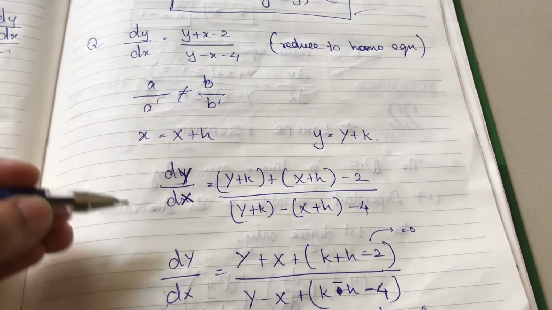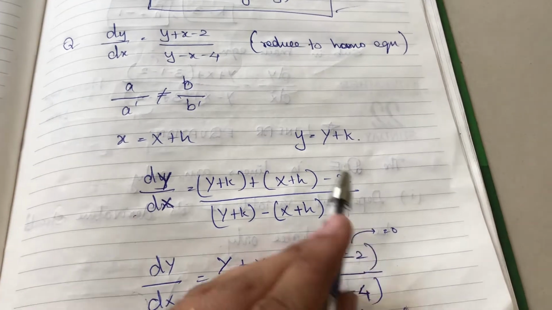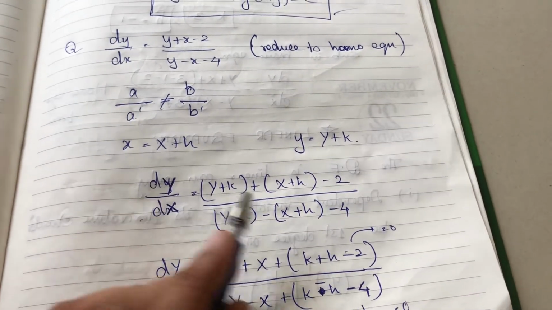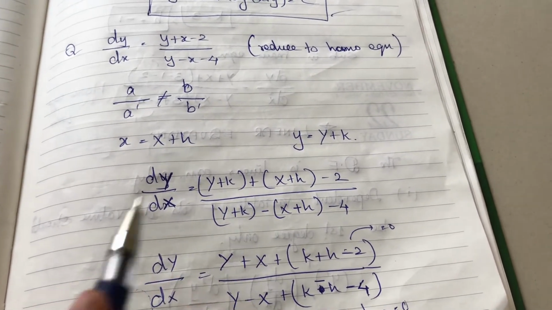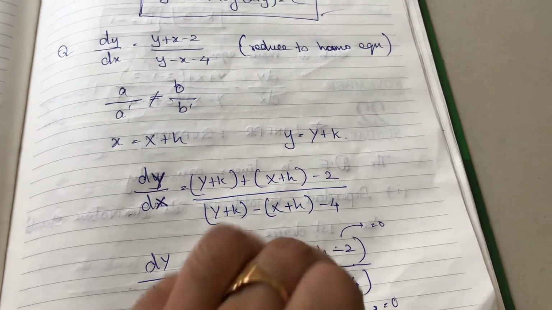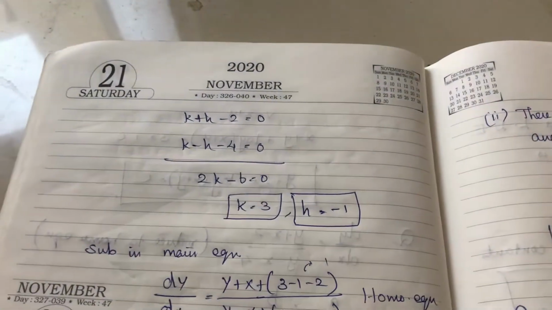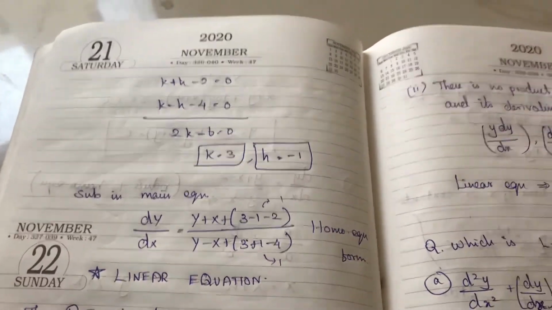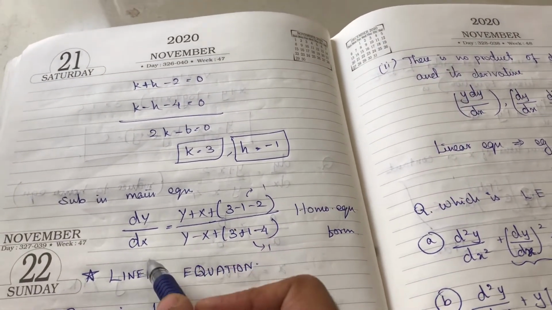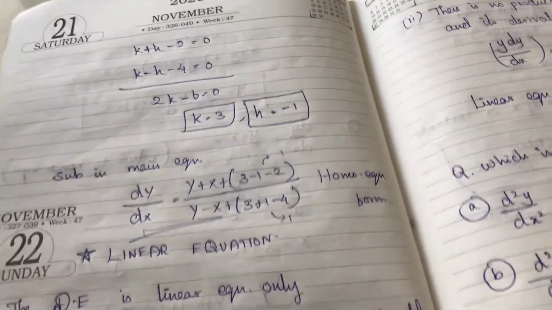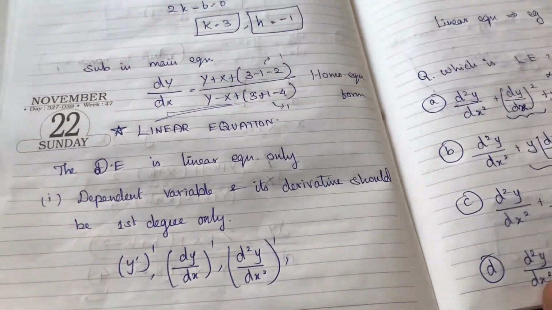So it will become dy by dx, which is equal to y plus x, right, in terms of y, plus in terms of x is x plus h minus 2. So this is the thing. After that, take x, y outside and the constants on the same side, and by equating these two equal to 0, you will get h and k values, right? I have got k and h values. Substitute these two values in the same equation and you will get the homogeneous differential equation. So the next thing is linear equation.